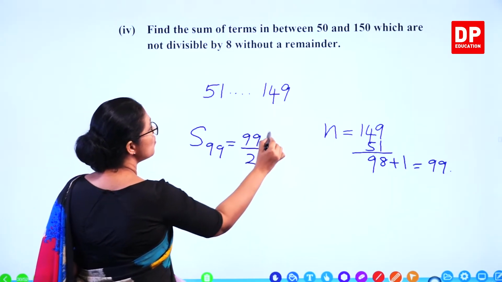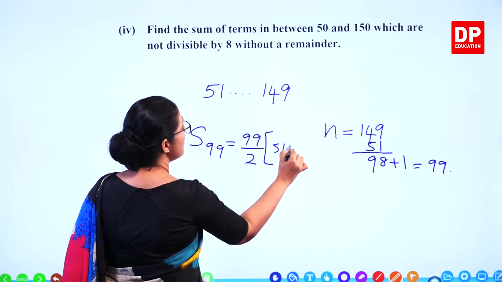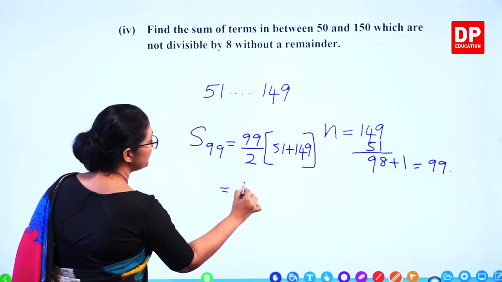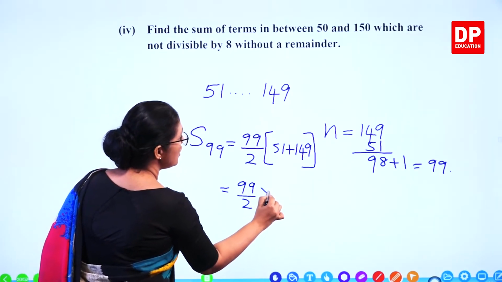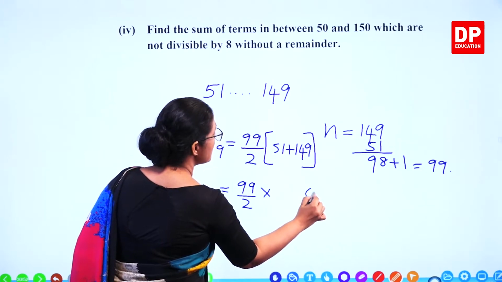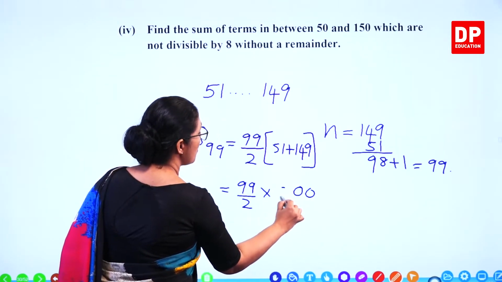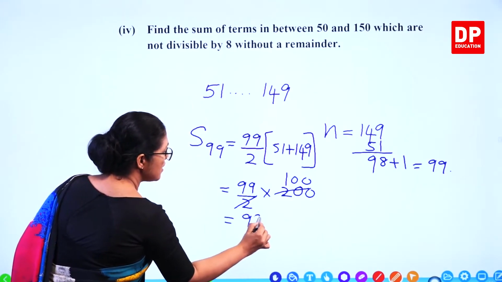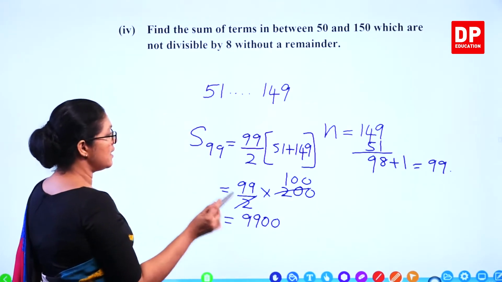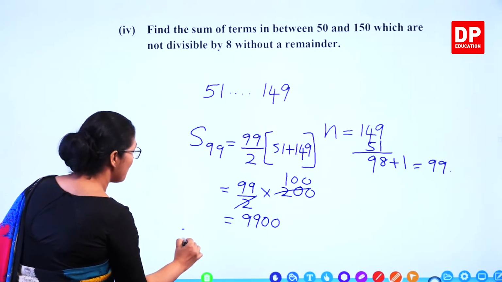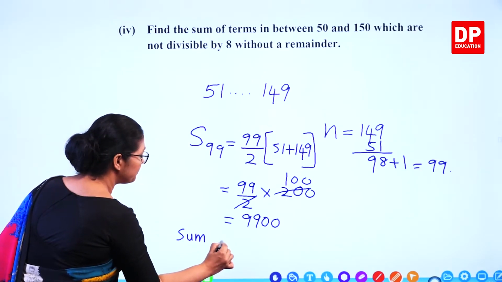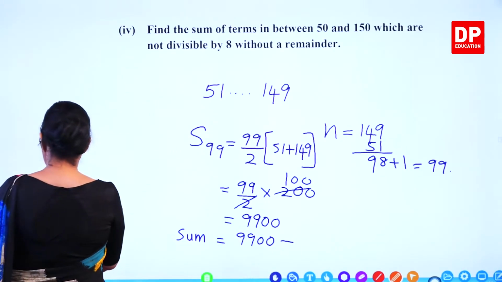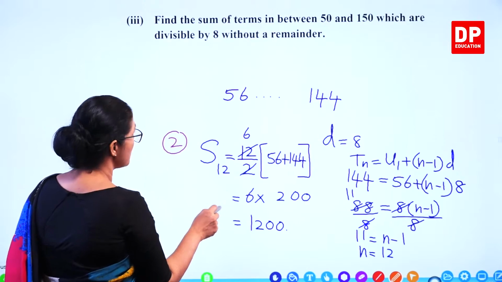99 divided by 2. First term is 51. Last term 149. 99 divided by 2 into 200. So 9 plus 1, 10, 10, 200. So that means you get 9,900 is the full total. So what is the required sum? Full total minus the total we got before, 1200.